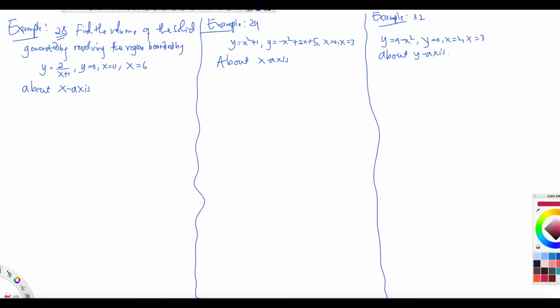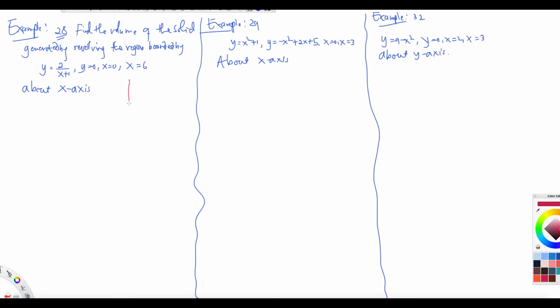Let us see some more examples on finding the volume of a solid obtained by, or generated by, revolving a region. Okay, on question number 28 from the book, it says: find the volume of the solid generated by revolving the region bounded by y equals 2 over x plus 1, y equals 0, x equals 0, and x equals 6, about the x-axis.